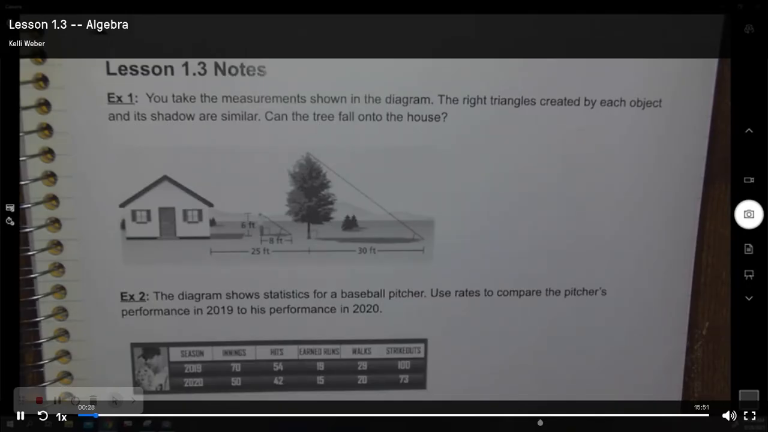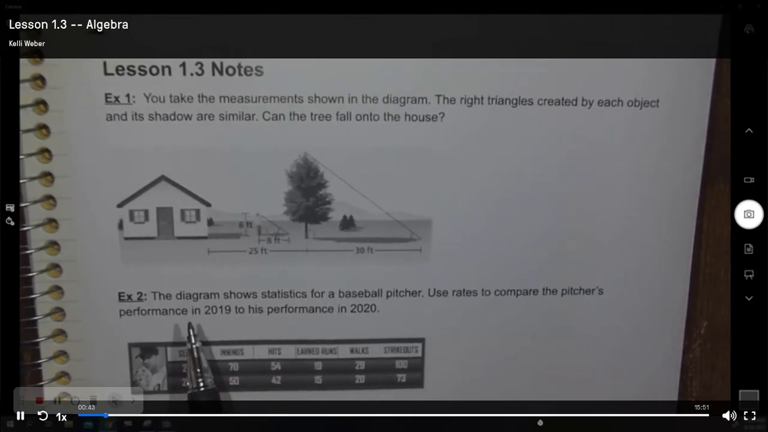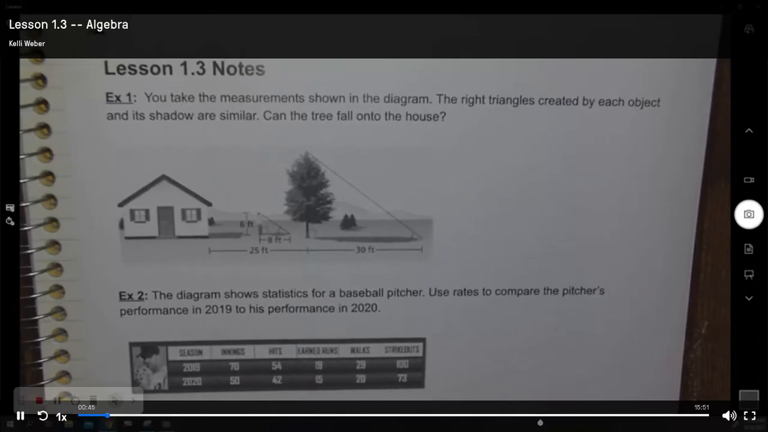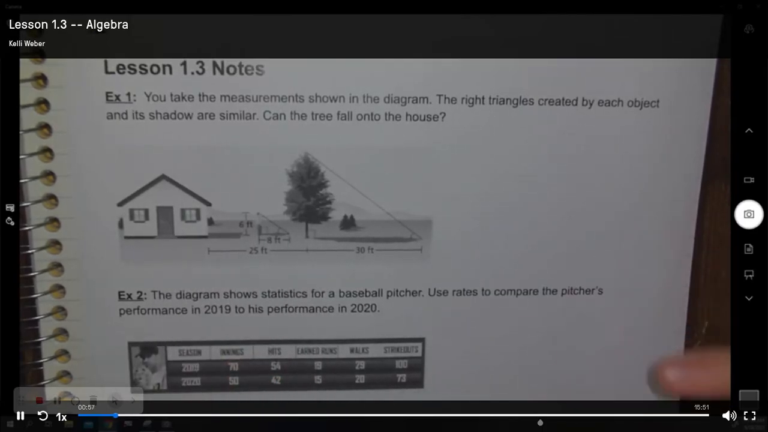So when we're talking about similar figures, this is something from a previous grade, and similar figures, remember, have side lengths that grow or shrink by the same scale factor. So they grow or shrink by the same amount. And when we're talking about these similar figures, we can use them with proportions to help us figure out if this tree would actually fall onto the house if it falls this direction.